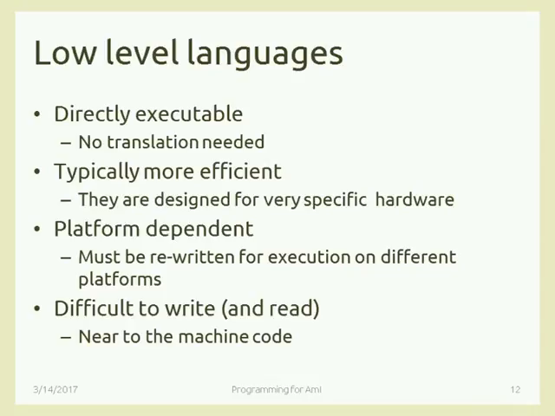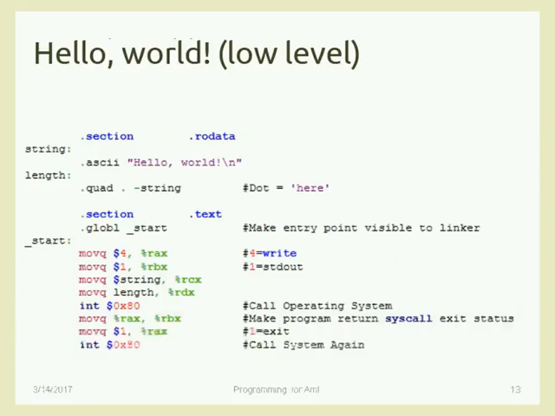An example of a low-level language is assembly. And this is, we can say, the equivalent of the hello world in C, but realized in assembly. So as you notice, it's incredibly more difficult to write and also to read, to understand what this program performs.